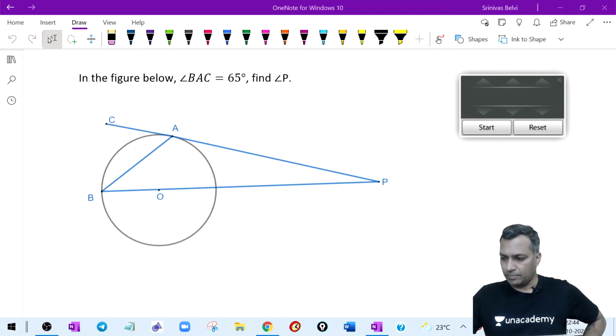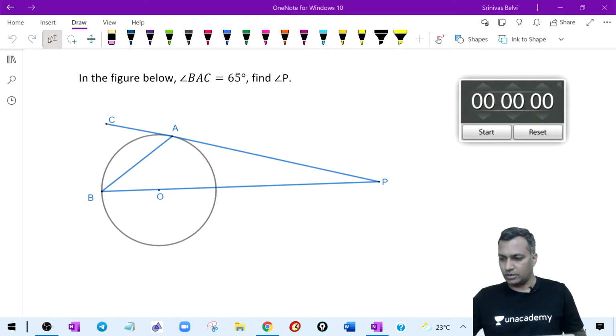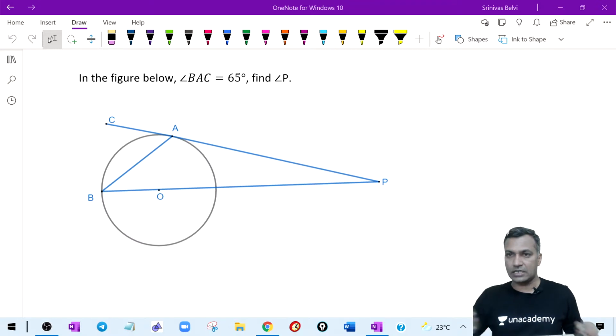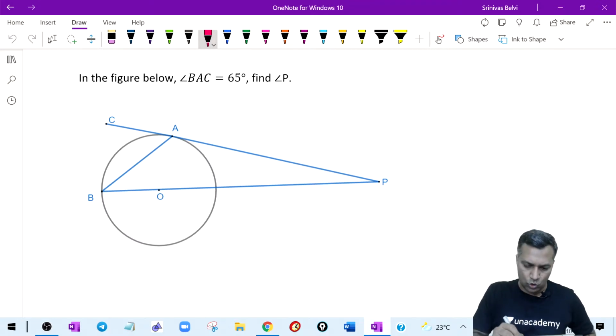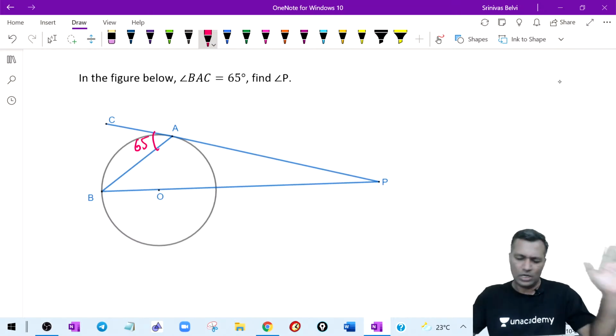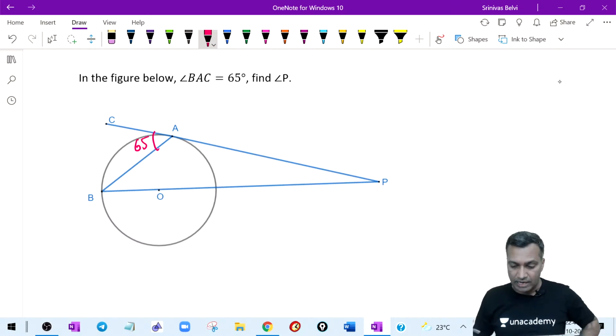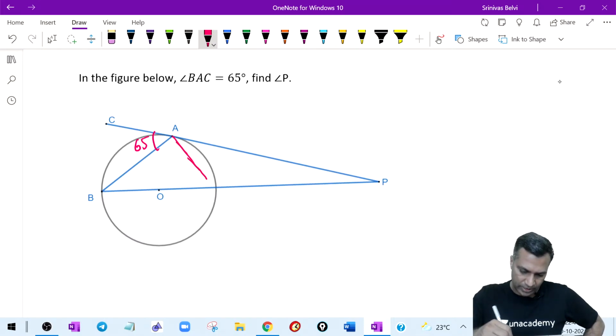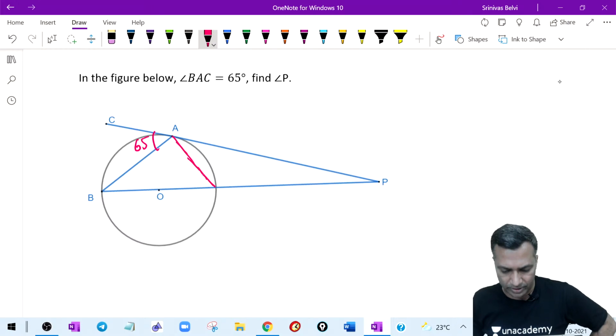Yeah, okay, what happened? So construction, don't forget construction, right? How do I capitalize on this angle 65? Listen to me. There is no one standard rule. So whenever you get stuck, understand that I may have to draw some lines. I already put the trigger in place. That's why I reduced the time. Otherwise 2 minutes would have been a good question on this.